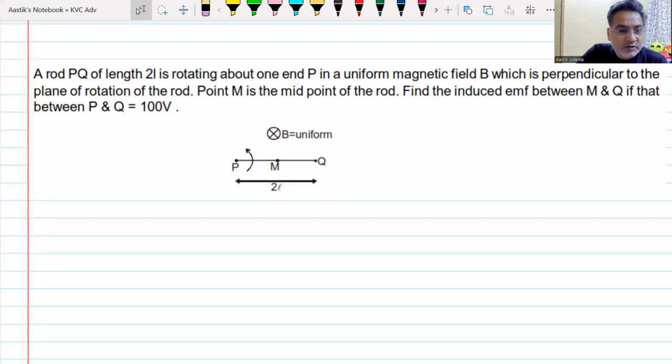Then this is a question. A rod of length 2L is rotating about one end P in a uniform magnetic field which is perpendicular to the plane of rotation of the rod. M is the midpoint of the rod. Find the induced EMF between M and Q if the induced EMF between P and Q is 100 volt. I'll give you 2 minutes to give me the answer.